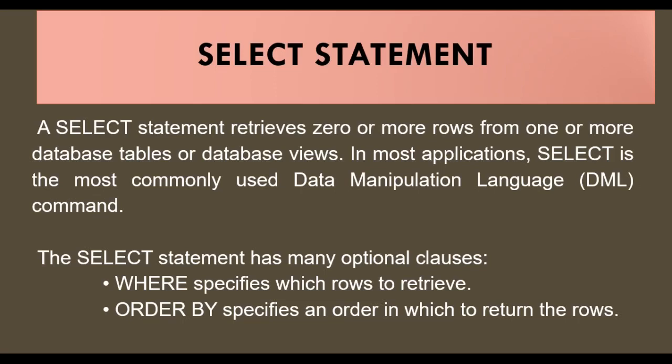If you want a particular row to be retrieved from the database, we have to use the where class. The next class is order by. The order by class is used to specify an order in which to return the rows. So if you want to retrieve data in ascending or descending order, we have to use the order by class in your select statement.